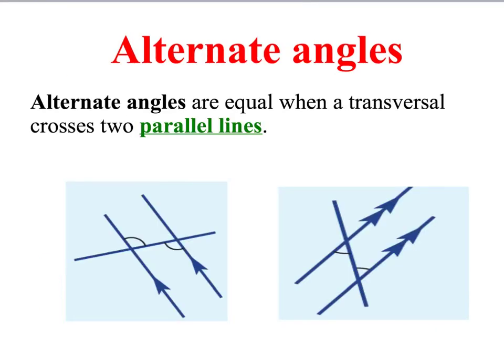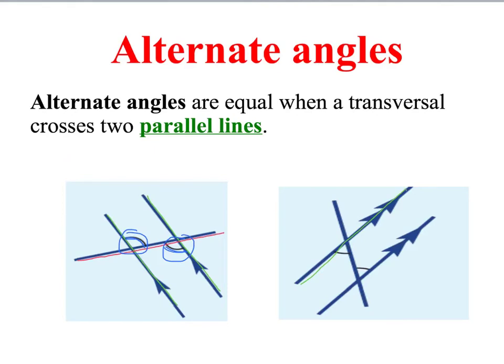Alternate angles are also equal when a transversal crosses 2 parallel lines. So, parallel line 1, parallel line 2. We know they're parallel because they have the arrows. I have a transversal that cuts through the middle. This angle and this angle are alternate angles, so here and here. And when that transversal crosses between those 2 parallel lines, that angle is equal to this angle.